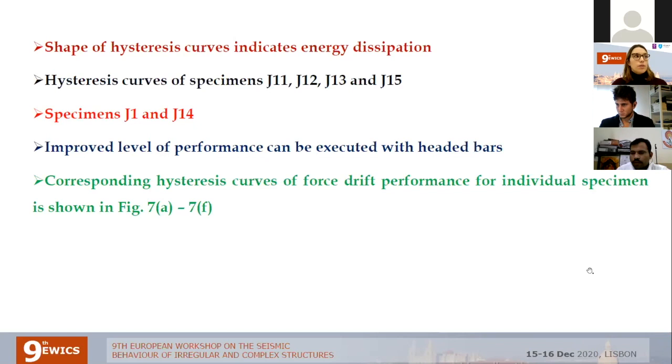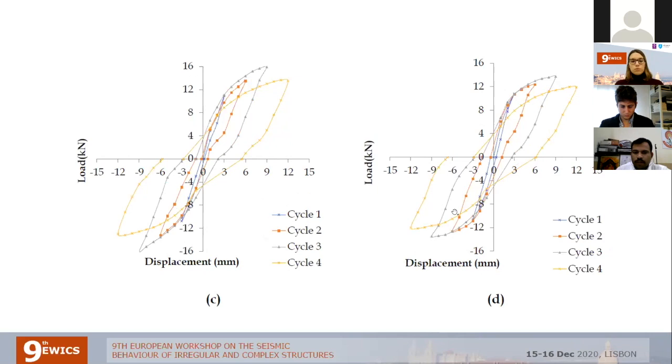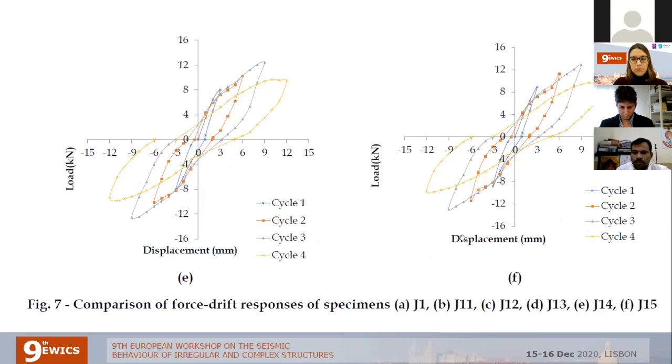So these are the hysteresis curves for specimen J1. This is for J11. This is for J12, J13, this is for J14, and this is for J15.